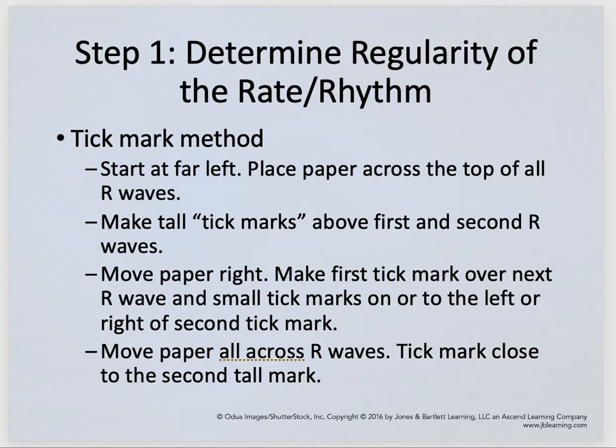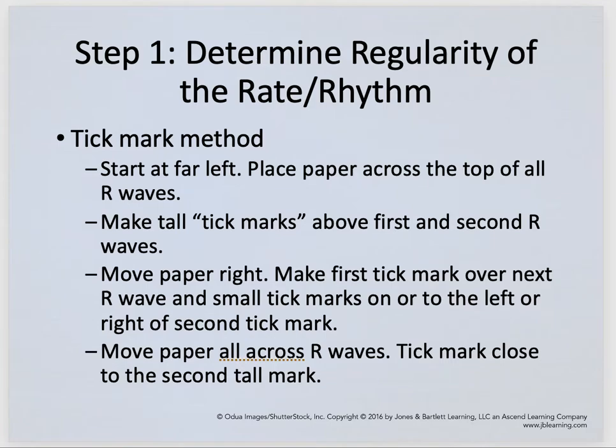So step 1 is to determine how regular the rhythm is, the rate and the rhythm. So we use what's called the tick mark. We start all the way to the far left at the top of where all of the R waves, the spikes of the R waves, are, and we make small tick marks above the first and second R waves. So we move the paper and look at the first tick mark and over for the next R wave.